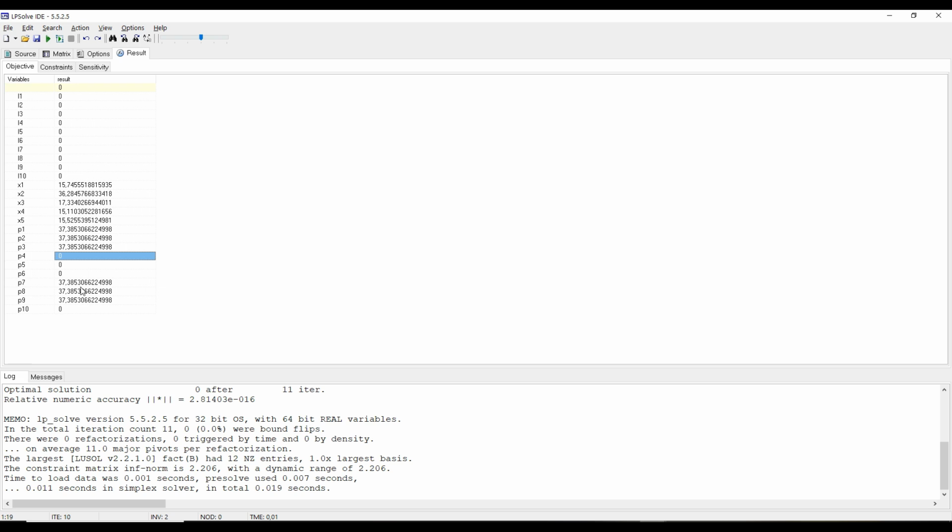And the P variables, the profit variables. The X variables, the bets, and the profit variables. Of course, no.